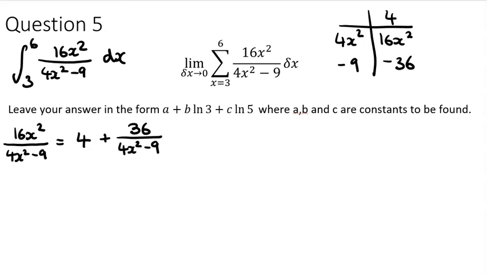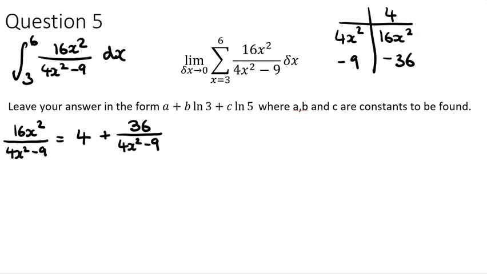Why am I writing it like this? I'm trying to make it easier to integrate, because at the moment I'm looking at that thinking it's just too difficult to integrate. So what we need to do next is think about how we could split up the 36 over 4x squared minus 9. Again, if you do further maths, I imagine you've got some quicker ways of doing this, but I'm going to take it from an A-level perspective. Now we're going to use partial fractions to break up that 36 over 4x squared minus 9. Again, I don't think any partial fractions were on paper 1.